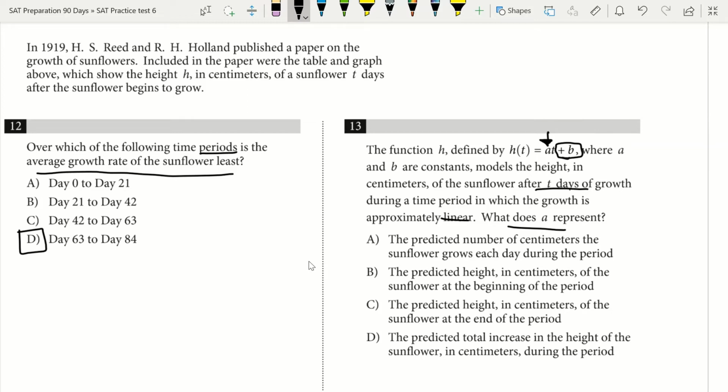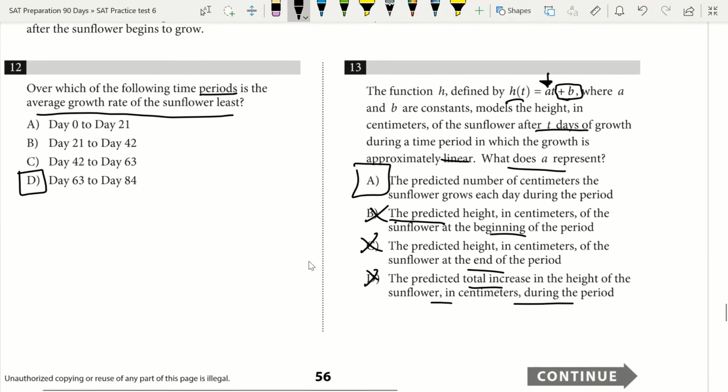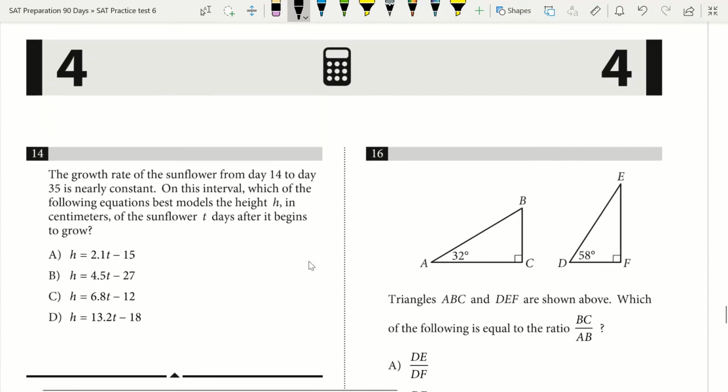So let's take a look at our options. A, the predicted number of centimeters the sunflower grows each day during the period. Yes, that is correct, right? It's not the predicted height in centimeters, because that's what h of t is. It's not the predicted height in centimeters at the end of the period or the beginning. Not the predicted total increase in the height during the period. Okay, so a is just that predicted number of centimeters we're growing each day. That's our slope.